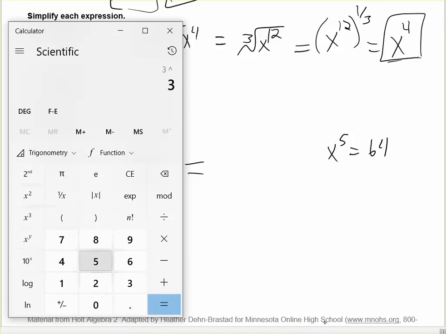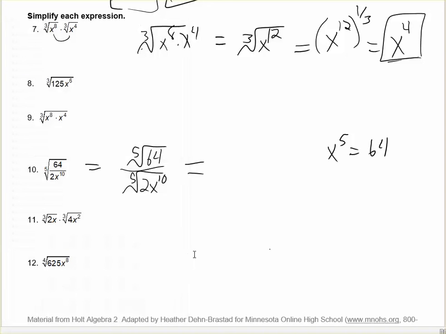3 to the 5th power is too big. 4 to the 5th power is too big. Oh, I started out with 3, didn't I? I went the wrong way. 2 to the 5th power is 32. So there is no number that the 5th root of it is exactly that. I was hoping it would simplify a little bit easier, but it's not.